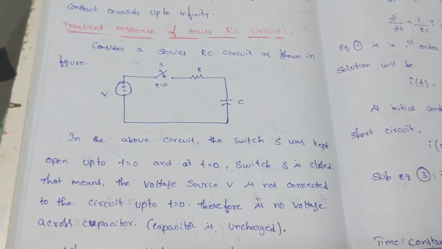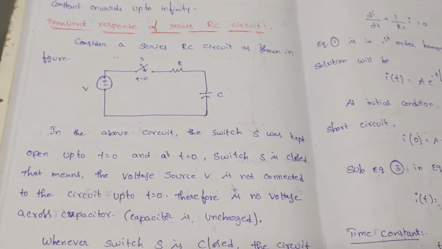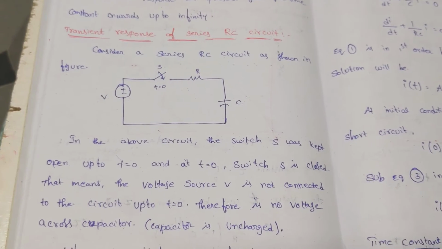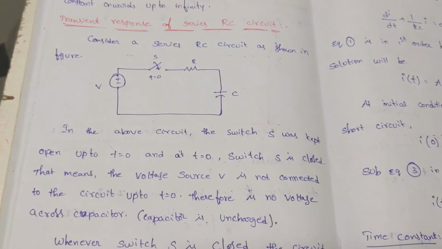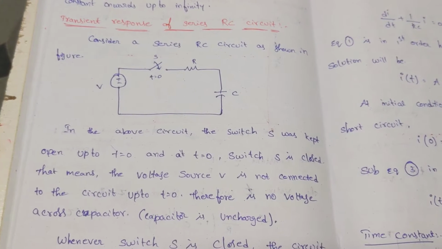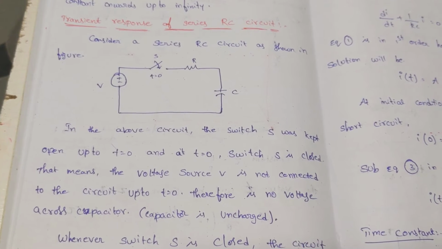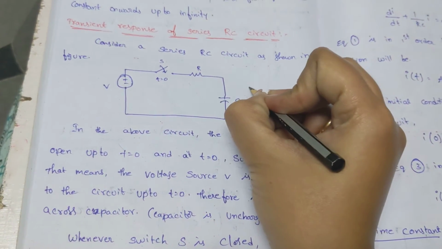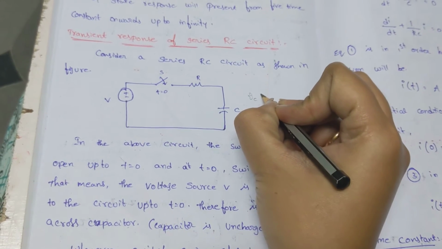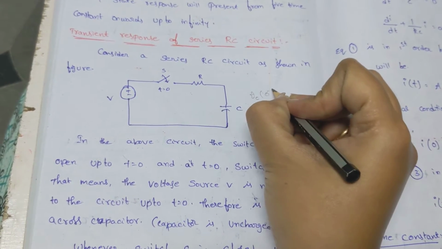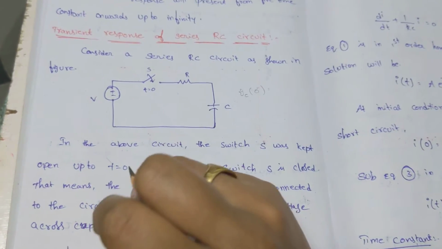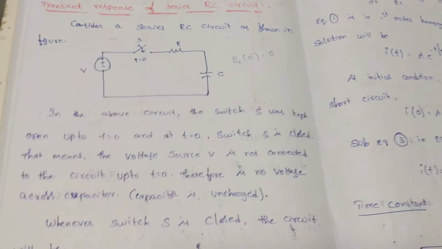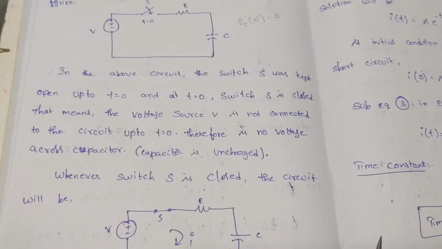Before t equals 0, the switch is in the open condition. At t equals 0, we close the switch. As soon as we close the switch, the current will start flowing in our circuit. The only criterion we are taking is that initially the voltage across the capacitor is 0. That means VC, the voltage across the capacitor, before closing the circuit is 0.